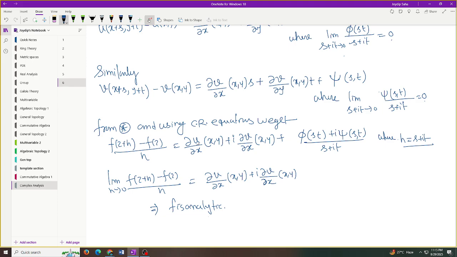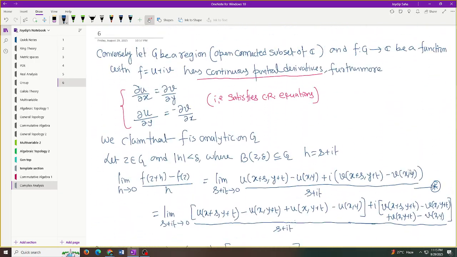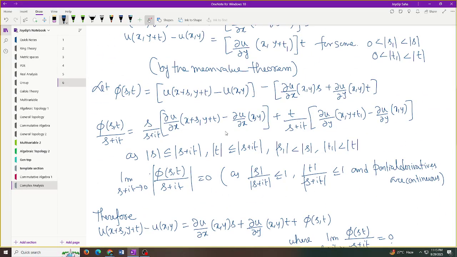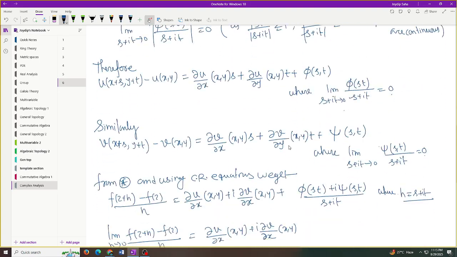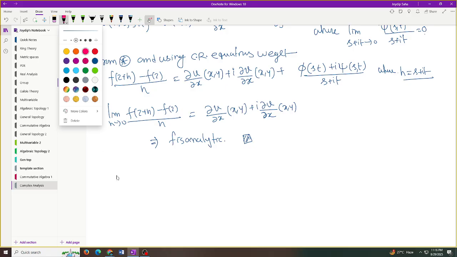So I am using the mean value theorem here. Connectedness is important, number one, and I have also used the continuous partial derivatives here. This line is 0. Why is this 0? If it is not continuous, then I cannot say. So for the converse of Cauchy-Riemann, we use connectedness, the mean value theorem, and continuous partial derivatives. These two criteria are very important. So I can write it as a theorem.